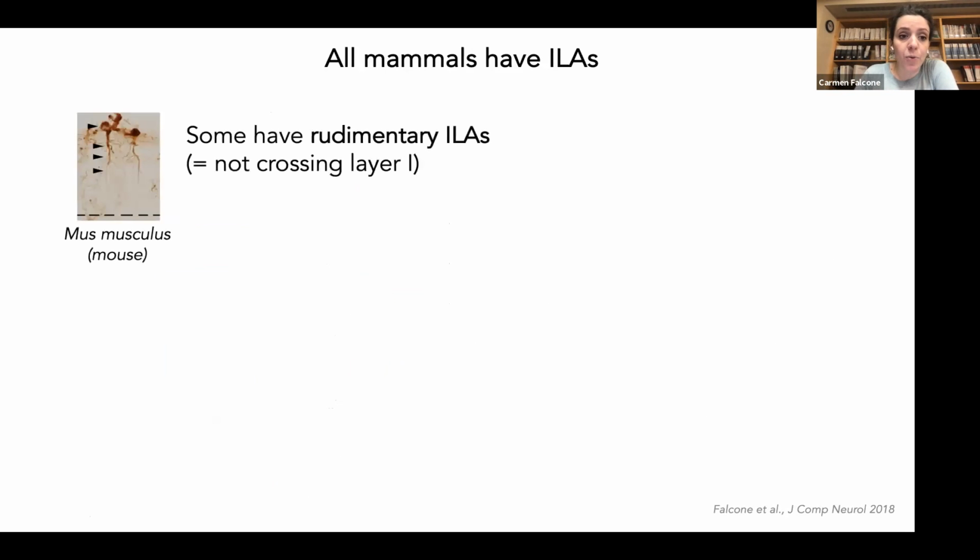Some have what we called the rudimentary interlaminar astrocytes, with a cell body very similar in shape and position in the cortex to the typical interlaminar astrocytes, but with processes that are much shorter. They tend to go towards the layer 1 to 2 boundary, but they never cross it. For instance, these are the ones that you can find in the mouse and in many other orders too.